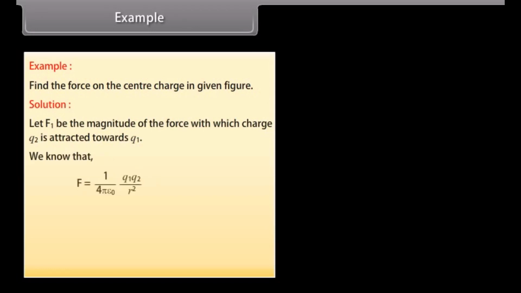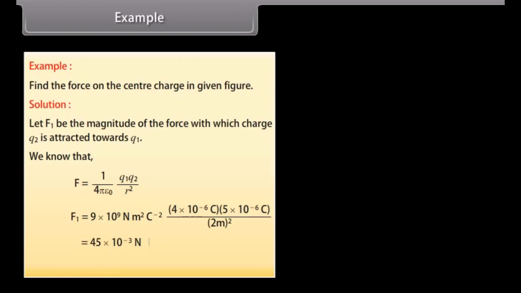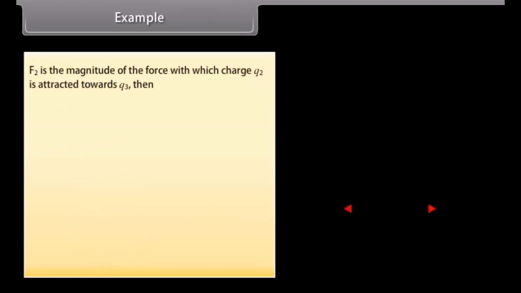We know that F1 is equal to 1 upon 4 pi epsilon naught multiplied by Q1 Q2 upon r square. Put the values in this equation, we get F1 is equal to 45 into 10 raised to the power minus 3 Newton, which is equal to 0.045 Newton. F2 is the magnitude of the force with which charge Q2 is attracted towards Q3.